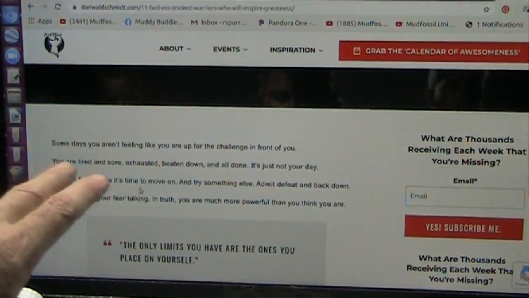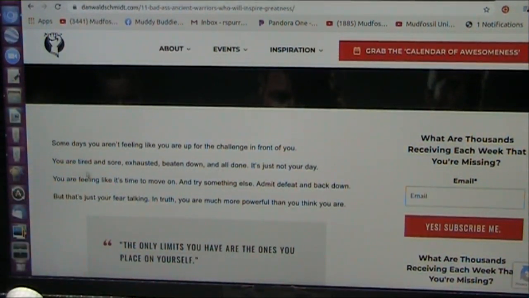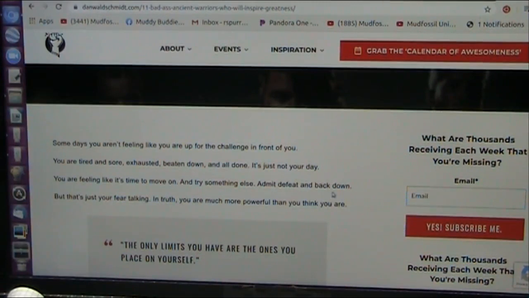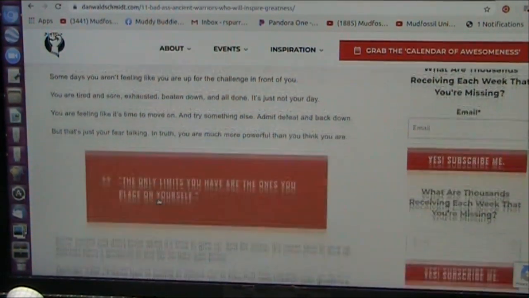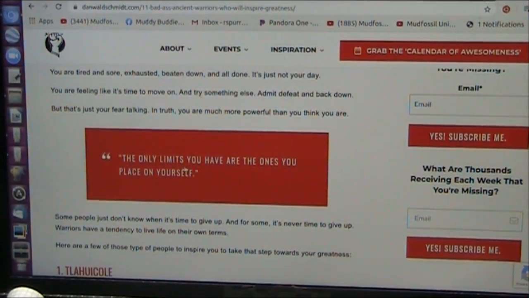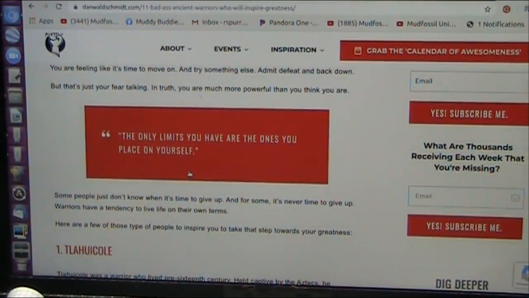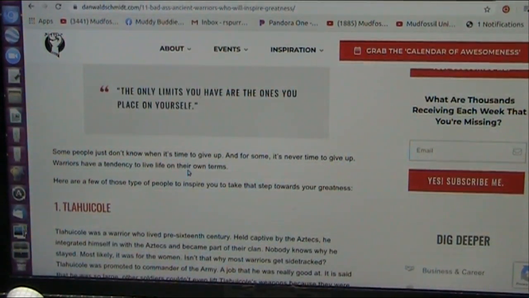So it says, some days you aren't feeling like you're up for the challenge in front of you: tired, sore, exhausted, beat down, all done. It's just not your day. And I've had those days occasionally. You're feeling like it's time to move on and try something else, admit defeat and back down. No, that's never happened. But that's just your fear talking. In truth, you are much more powerful than you think you are. Well, I don't know about that. The only limits you have are the ones you place on yourself, or that are placed on you. That's kind of a limiting factor.